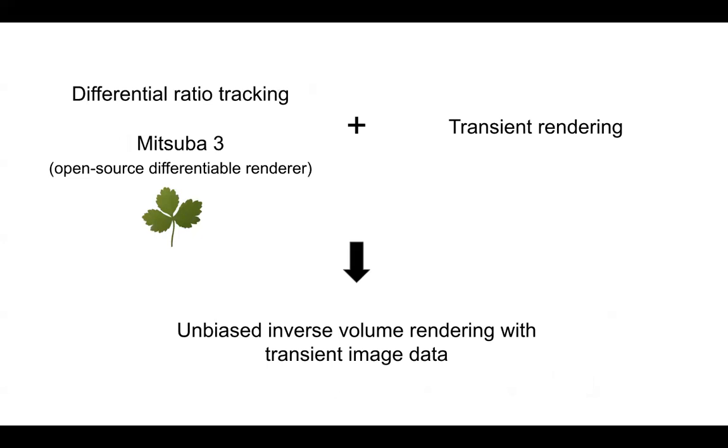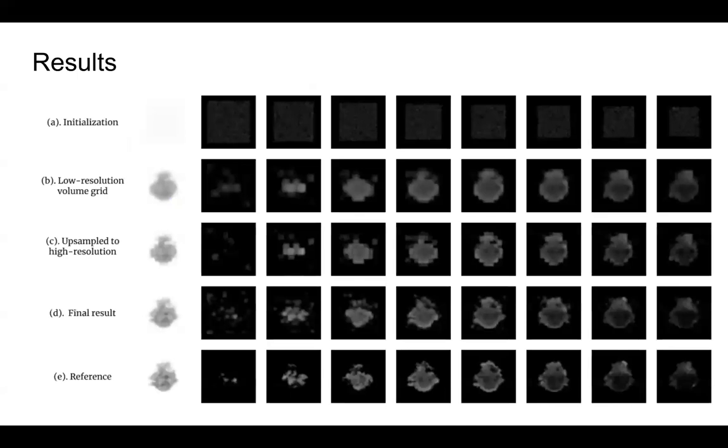So the existing implementation of differential ratio tracking is built on top of Mitsuba 3, which is an open source differentiable renderer. For my project, I added support for transient image data to this renderer so that we can perform unbiased inverse volume rendering with transient image data. And this slide shows my results, where I successfully recovered the scattering properties of a volume using transient image data.